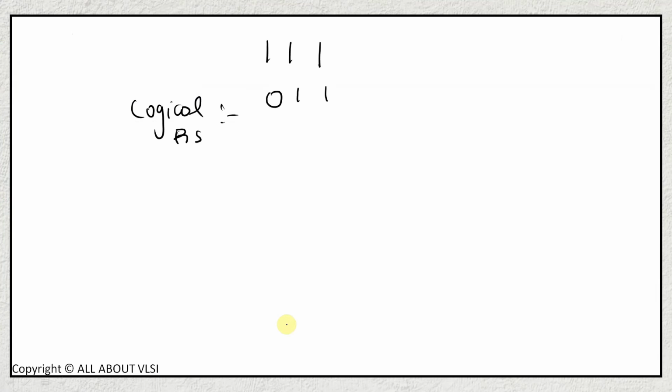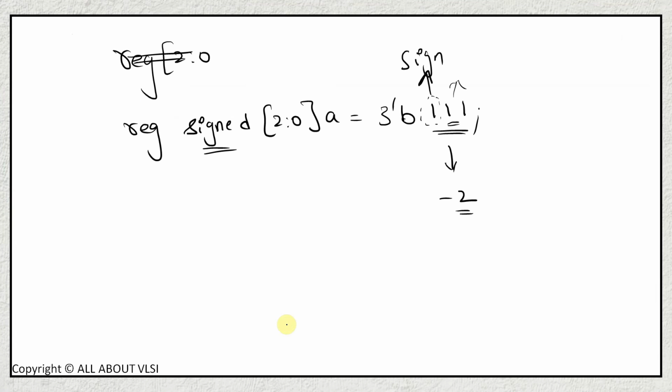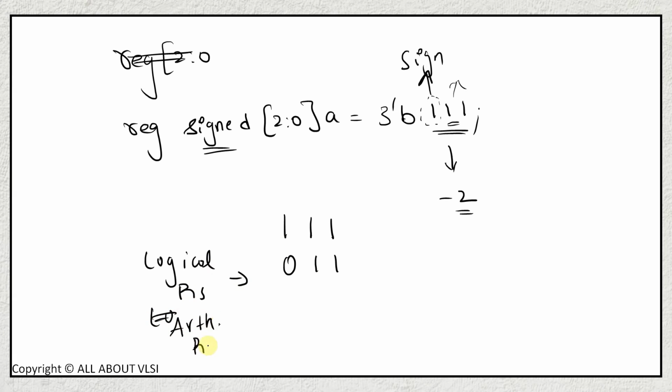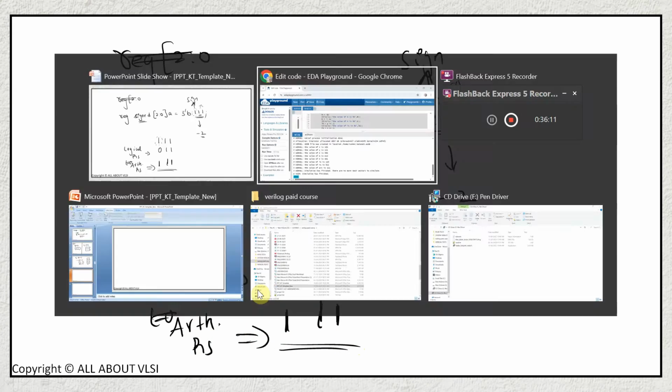Normally, if you have 111 and you perform a logical right shift, you should get 011. But see here, if you perform an arithmetic right shift, the MSB bit is restored. So you are getting 1 only, and the remaining is getting shifted. That's it. This is the difference between arithmetic right shift and logical right shift.